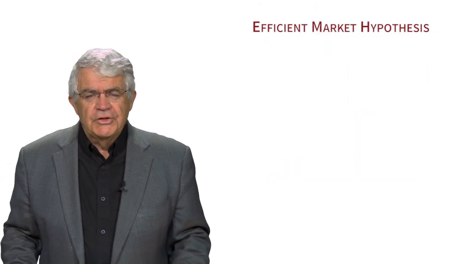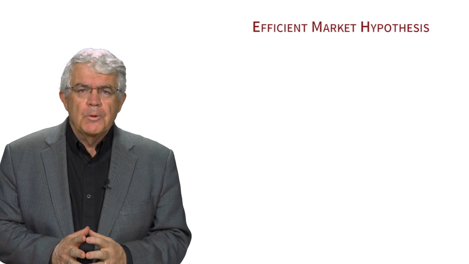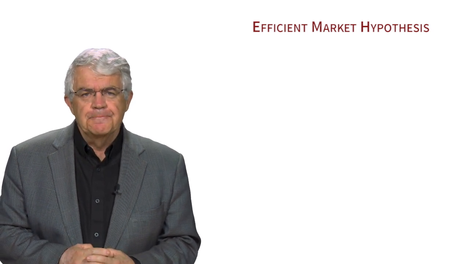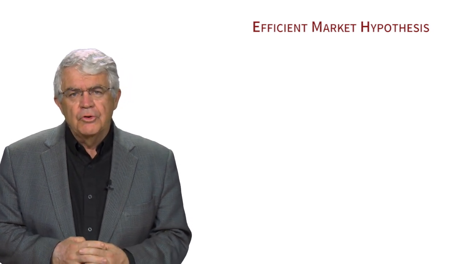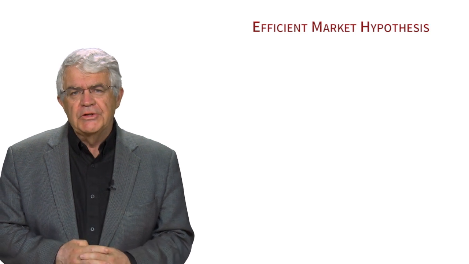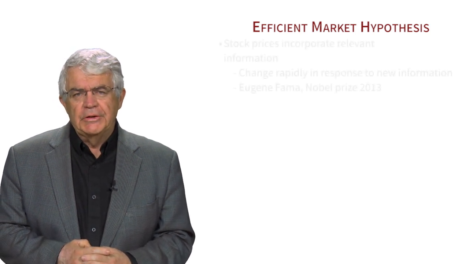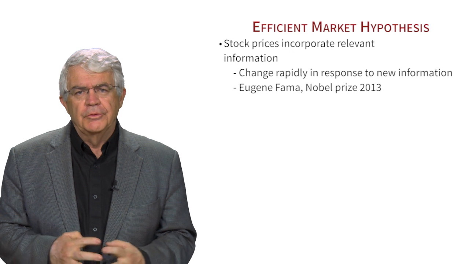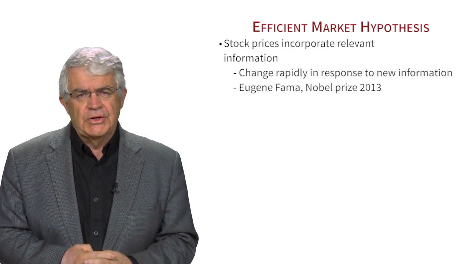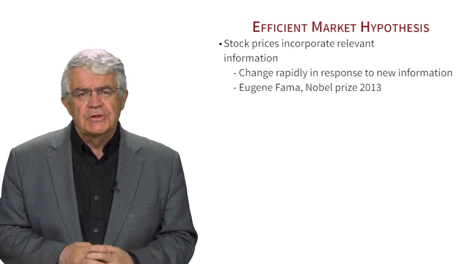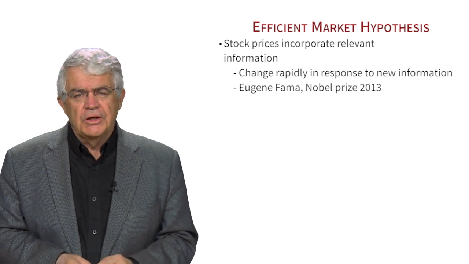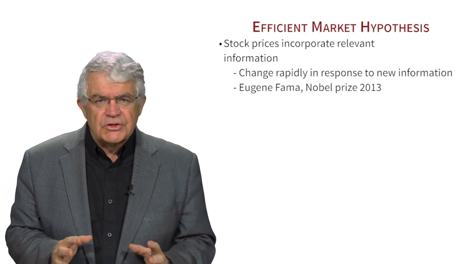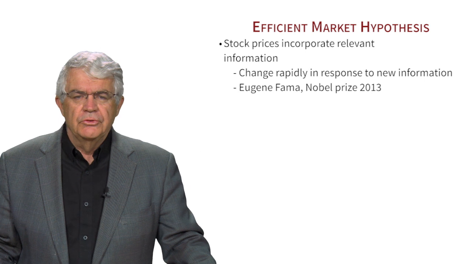There's something called the efficient market hypothesis, which argues that at any point in time, stock prices incorporate all relevant information about future profitability, about the likelihood of the firm having more success or less success, whatever it happens to be, information that might affect that price. It occurs very fast, changing rapidly in response to this new information.